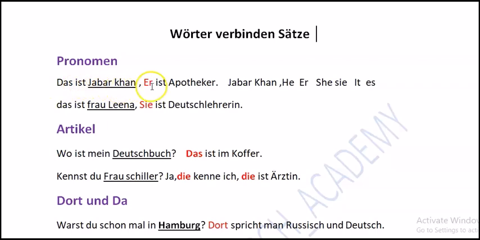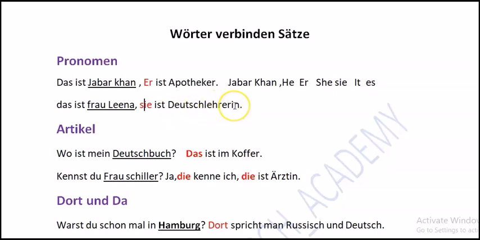So, Das ist Jabbar Khan. Er ist Apotheker. It means it is Jabbar Khan and he is a pharmacist. Here, extra information is given about Jabbar Khan with the help of his pronoun. And the next one is Das ist Paulina. It means this is Mrs. Paulina. Sie ist Deutschlehrerin. It means she is a German teacher.